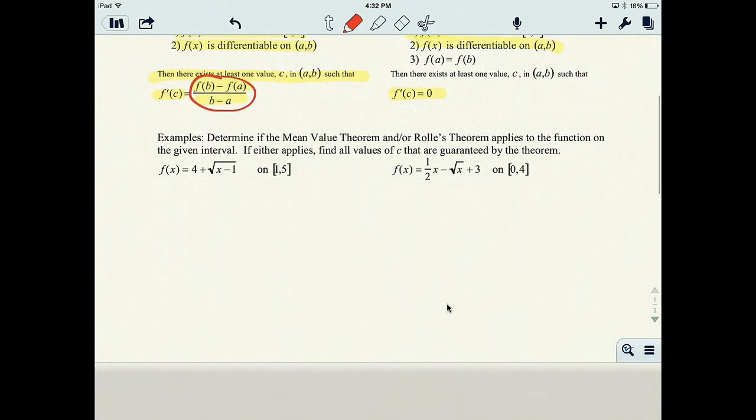So here are some examples. How can they ask you this on the AP exam? The instructions say: determine if the mean value theorem and/or Rolle's theorem applies to the function in a given interval. If either applies, find all values of c that are guaranteed by the theorem.